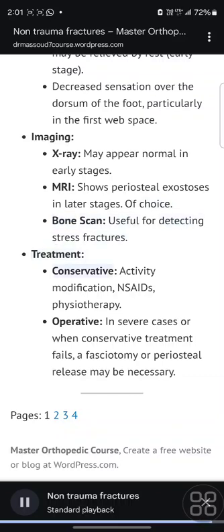Treatment. Conservative: activity modification, NSAIDs, physiotherapy. Operative: in severe cases or when conservative treatment fails, a fasciotomy or periosteal release may be necessary.